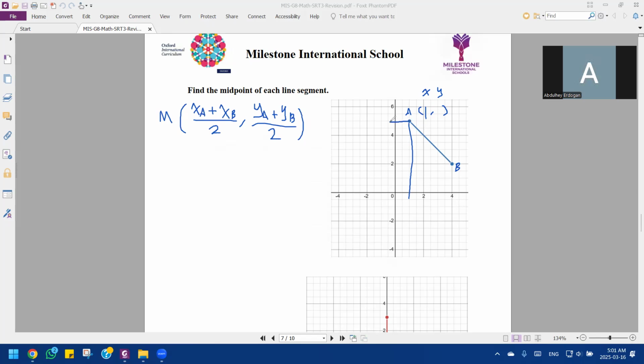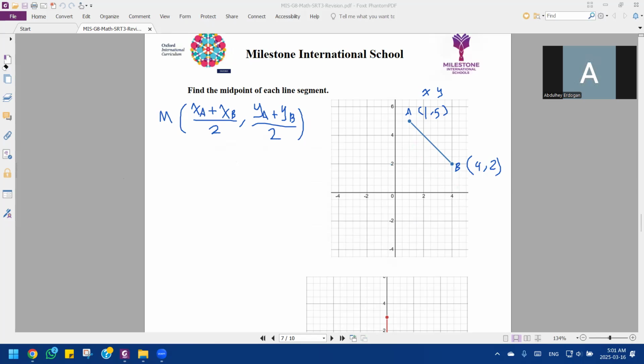Now, what's the y value? Between 4 and 6, we have 5. Okay, so A is 1, 5. Now B, x is 4, y is 2. So it's 4, 2.